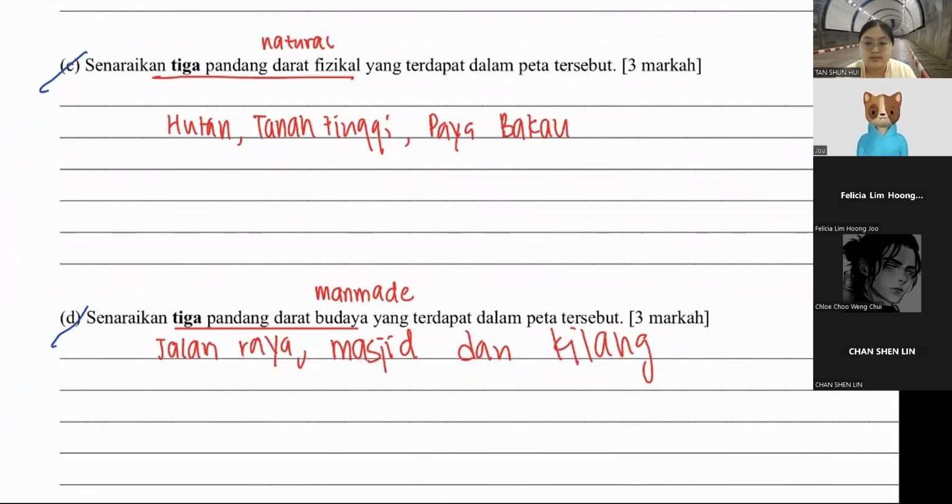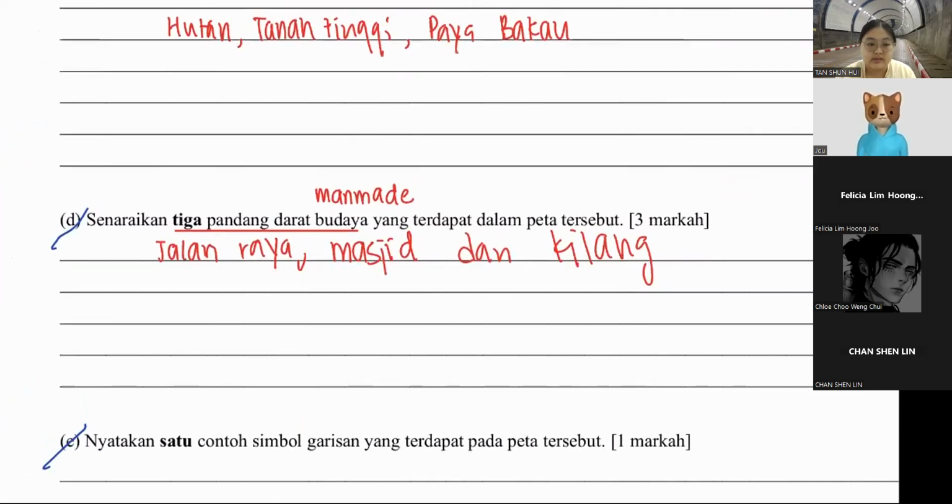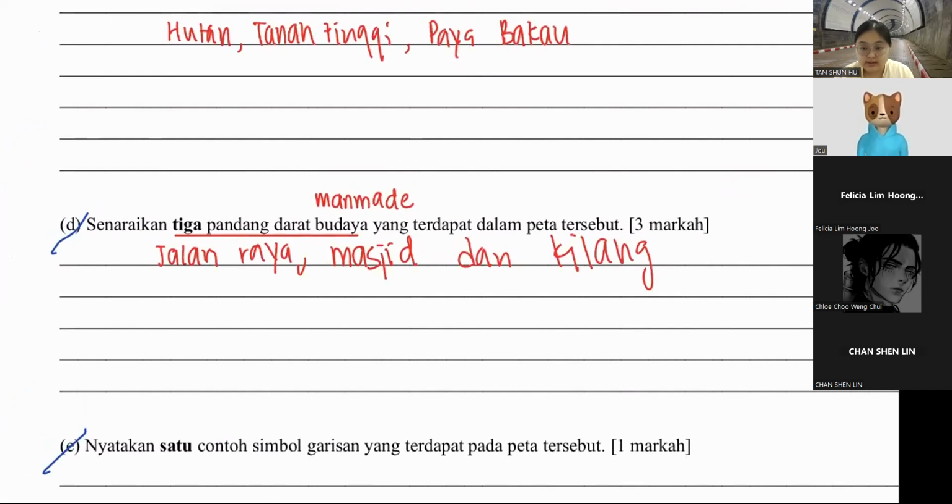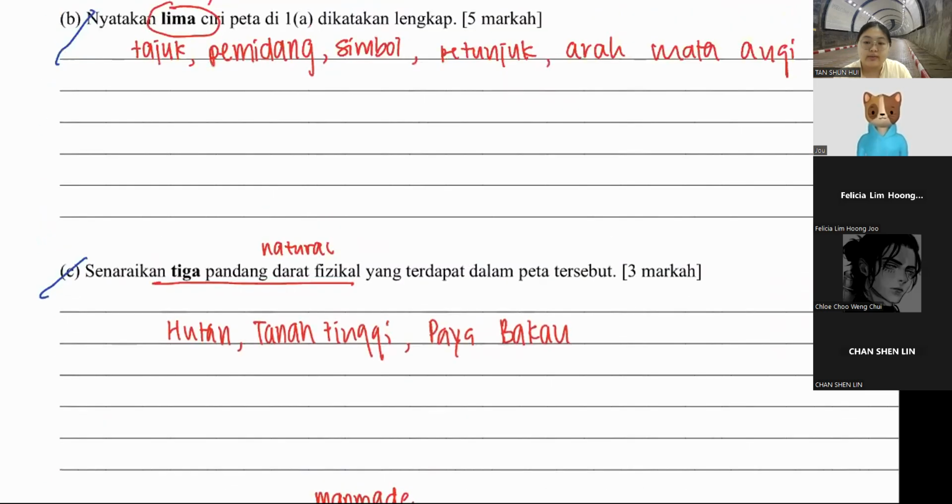Are you good? And the next one, you see. Now, other than this, they like to ask you what? Contoh simbol garisan. Remember, we have empat jenis simbol: simbol kawasan, garisan, titik, and singkatan perkataan. And they ask you simbol garisan, symbol that do with what? Lines. Okay, which one?